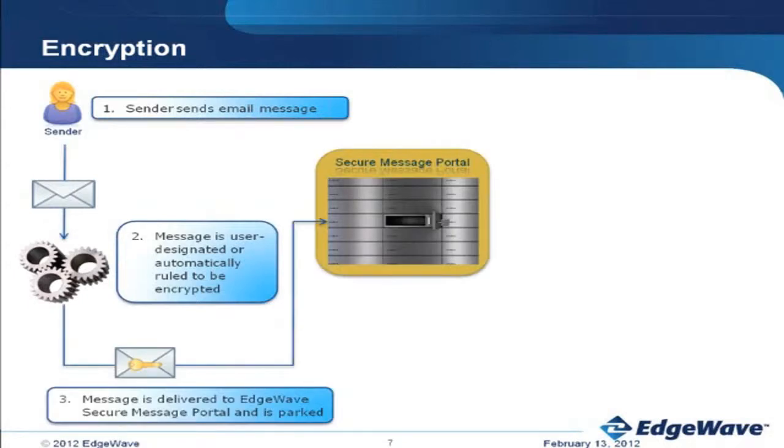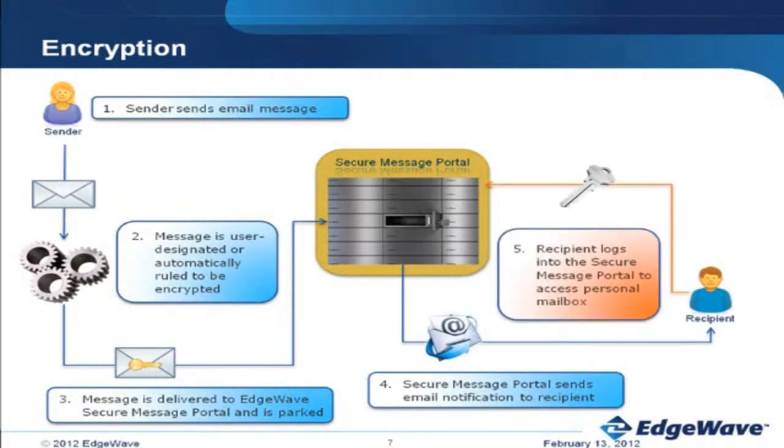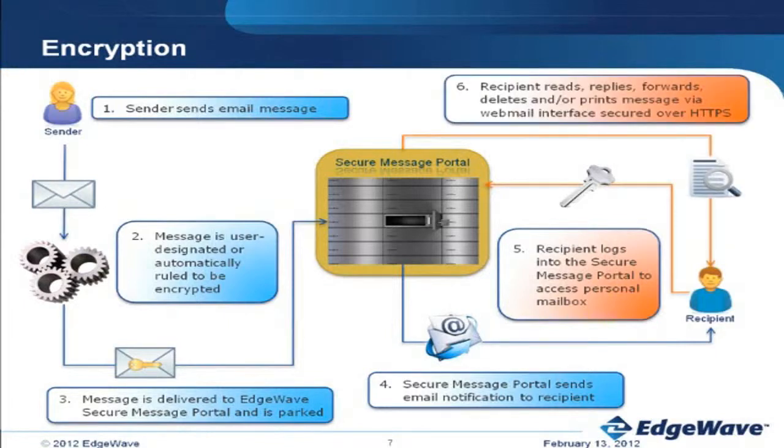The encrypted message is now being sent to a secure message portal, and it gets parked in a mailbox. The message portal then notifies the intended recipient of the email with a message that says, hey, this and this person sent you an email, it is a secure message, go to this and this portal and pick up your message. The recipient now goes to the portal, logs in. If it's the first time, he creates a username and a password. If he already has an account, then he just logs in, accesses the email, and can read it, send it, forward it, download it, whatever he needs to do over HTTPS.